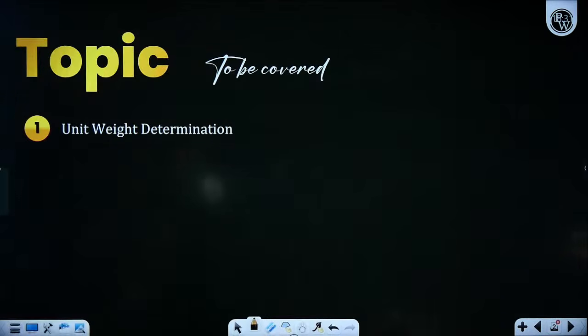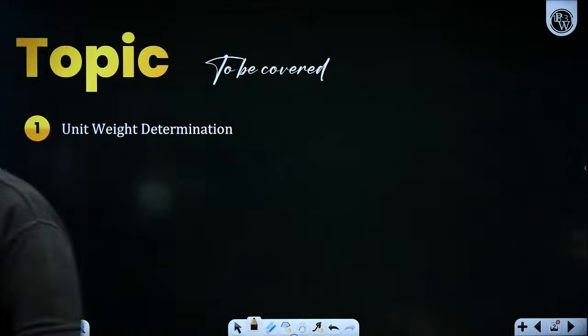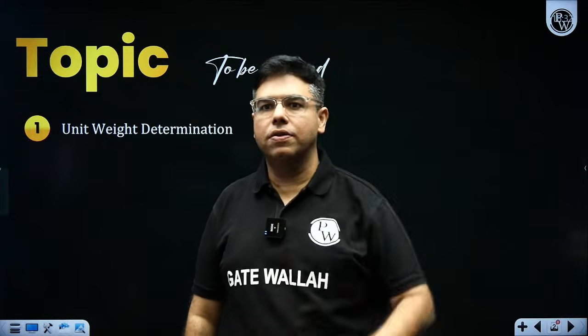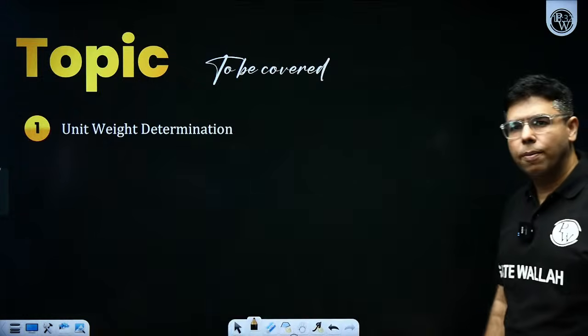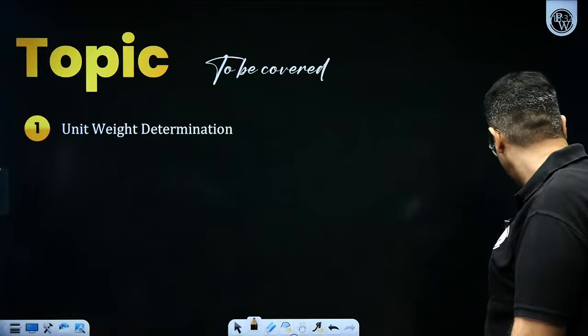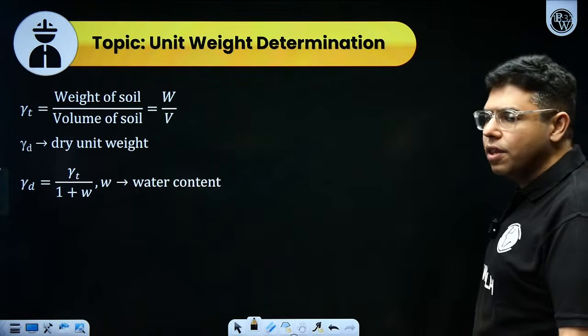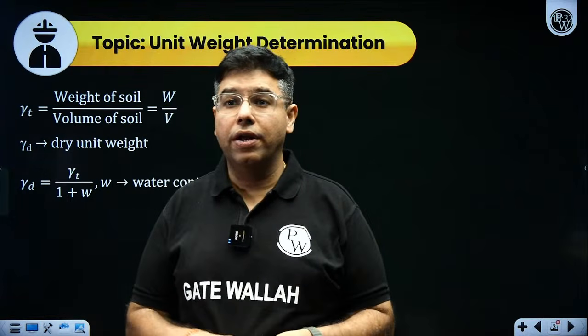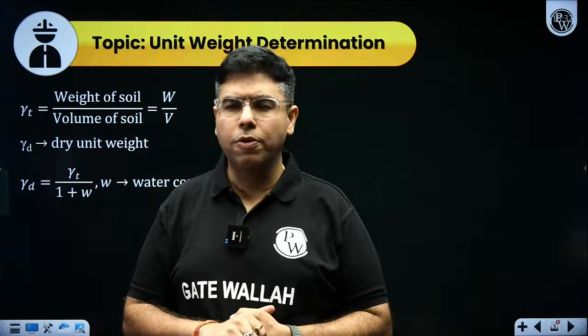Okay, my dear friends. Let us see this. Okay, we have already seen what are the various types of unit weights. Today I will show you how to determine the bulk unit weight of soil. See, in the case of bulk unit weight, we know what bulk unit weight of soil is, that is total weight of soil divided by total volume of soil.